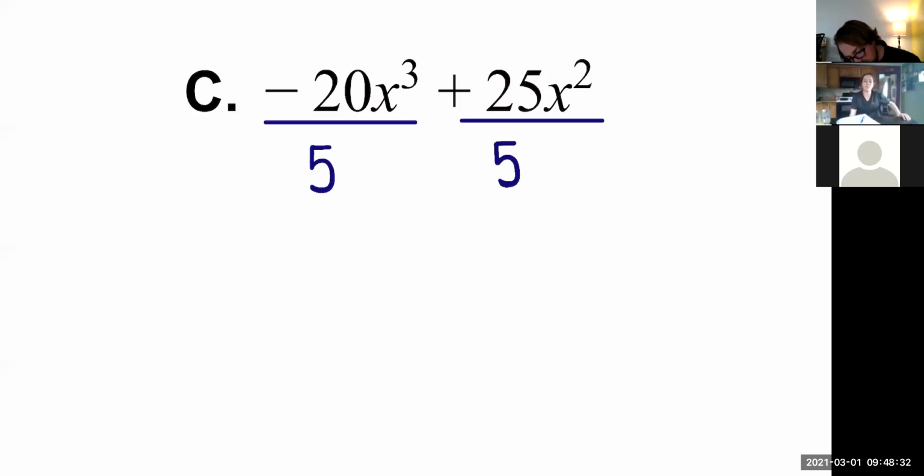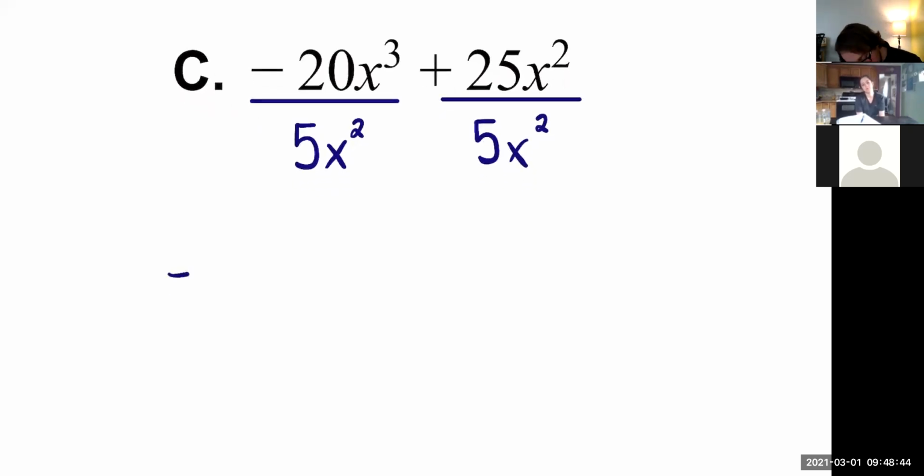So that means 5 will take care of the coefficients. X to the power of 2 will take care of the variables. We find our greatest common factor of 5x squared. We set it aside before we divide.